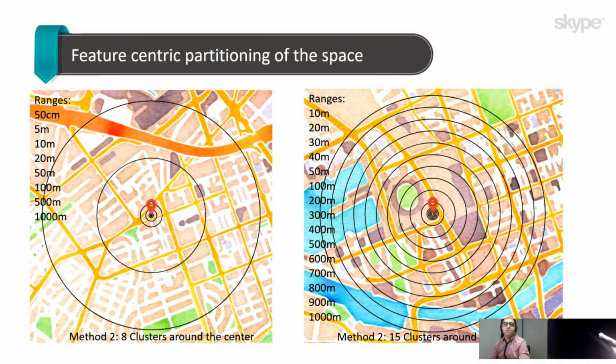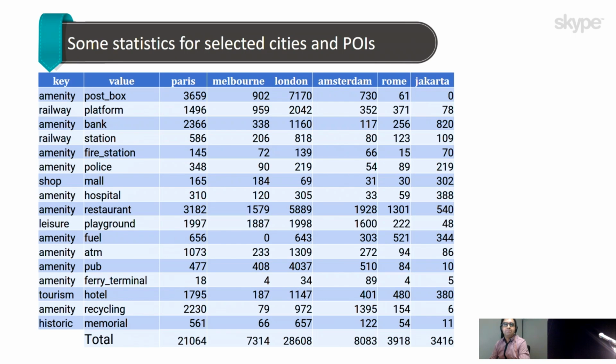So we have used those methods to actually scan the objects in each city. These are some statistics of the cities and points of interest that we have processed in our project: Paris, Melbourne, London, Amsterdam, Rome, and Jakarta. We tried to select some cities from Europe, and also from Australia and Asia.